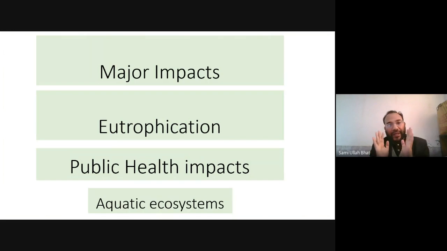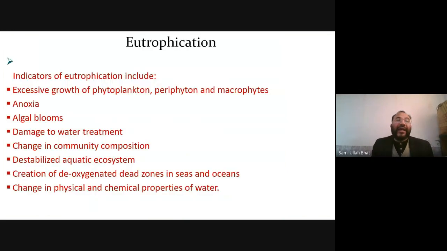Having spoken about municipal solid waste and then sewage, what are the major impacts it can have on eutrophication, public health, and aquatic ecosystems? One is that wastewater without treatment enters the receiving waters. It causes the growth of plants, what we call macrophytes.